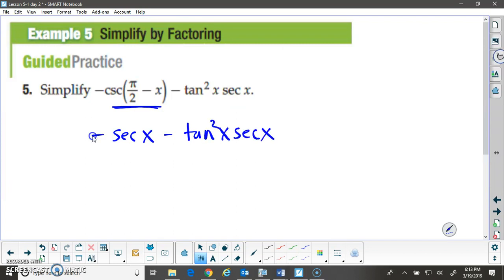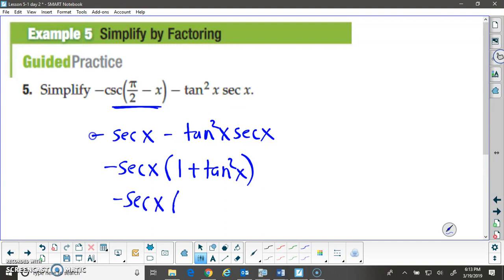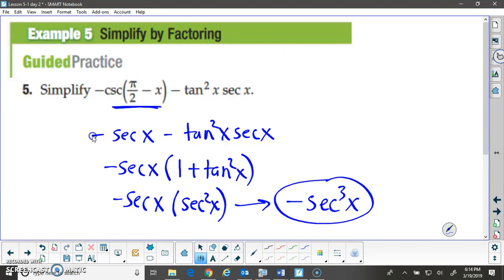And now you can see I've got an expression that I can factor out a negative secant of x from those two terms. It leaves me with a 1 plus tangent squared of x. And I like the way that looks because the 1 plus tangent squared of x is just equal to secant squared of x. That's a Pythagorean identity. And so then if we multiply these, that gives us negative secant cubed of x.